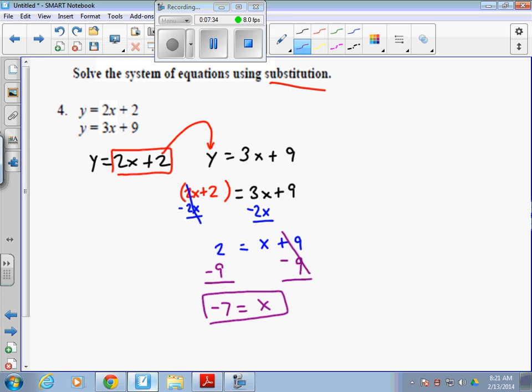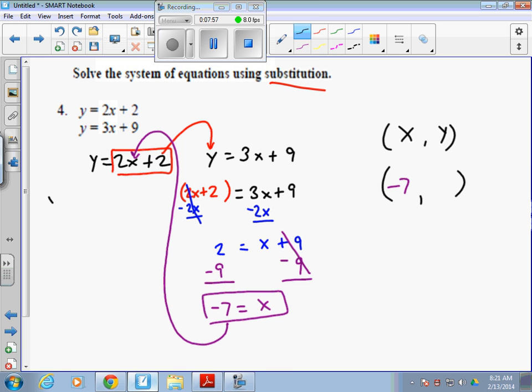So that gives us, we want something that says x comma y. We just got our value for x, it's negative 7. But we want to find out what y's value is. In order to find out what y's value is, take that value for x, negative 7, and bring it back up into the first equation. Y equals 2 times x plus 2, or y equals 2 times our new value for x, which is negative 7, plus 2. When you simplify that, 2 times negative 7 is negative 14. Bring down plus 2. And when you combine negative 14 plus 2, y equals negative 12.